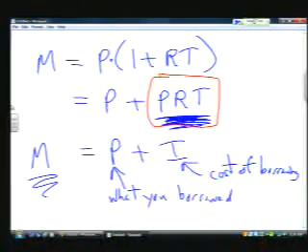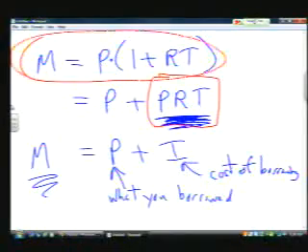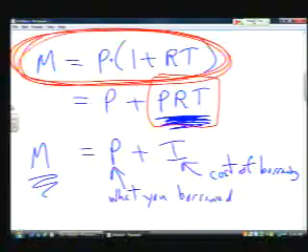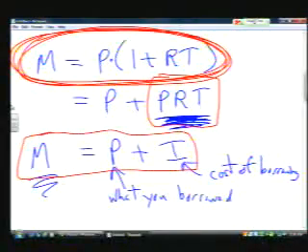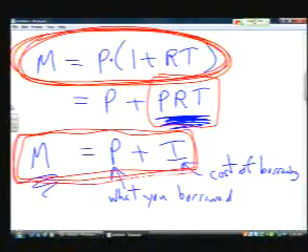So this particular formula that I'm going to circle in red up here, hopefully that formula makes sense, because it was derived from right here. The total amount you have to pay back is what you borrowed plus the bank's cost, or the bank's charge, for borrowing that money.